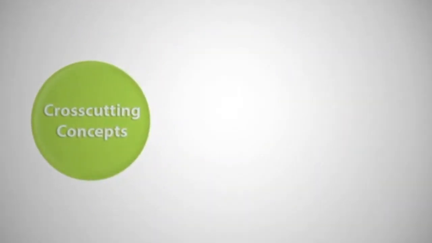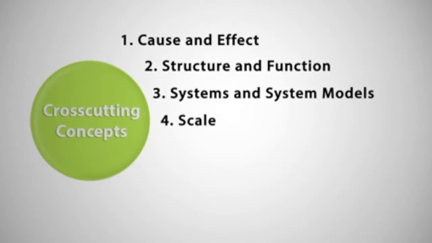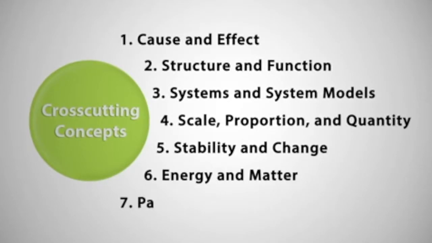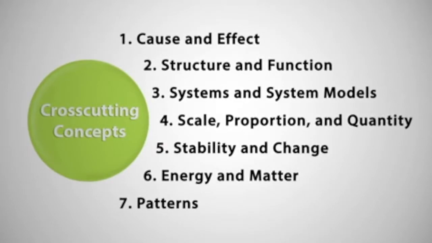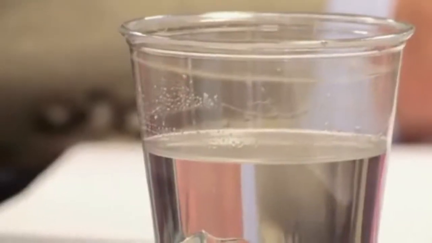Cross-cutting concepts. There's 7 of them. The way we've organized them is around causality, structure and function, systems, scale and proportion, change and stability, matter and energy, and then the last thing, pattern. These cross-cutting concepts are tools that you provide to the children, and they use those tools to make sense of phenomena. So we're looking for changes in the system.